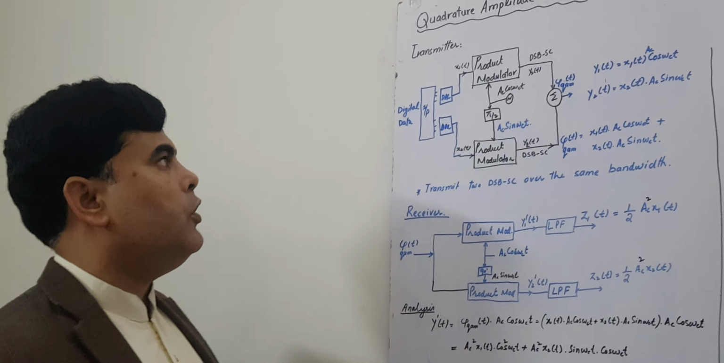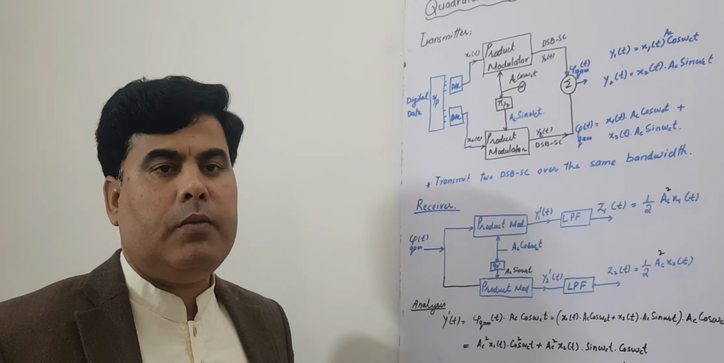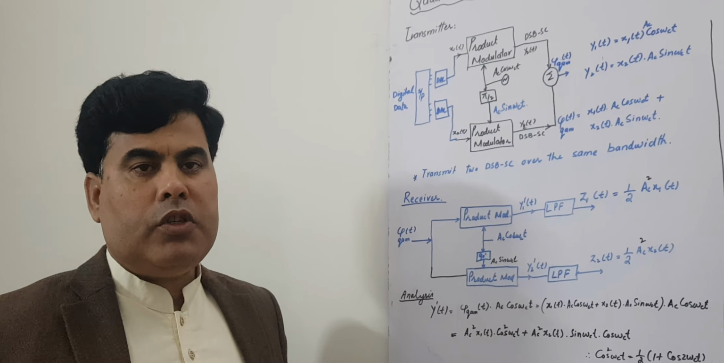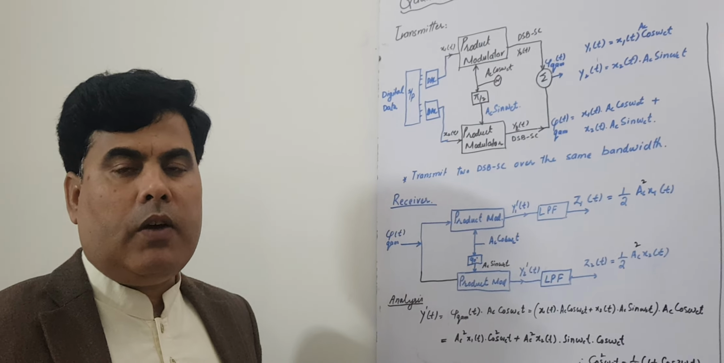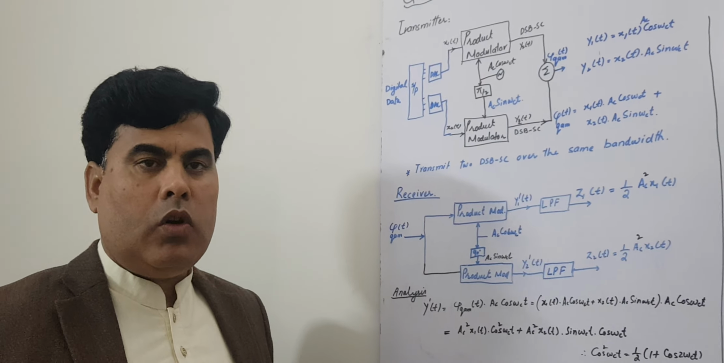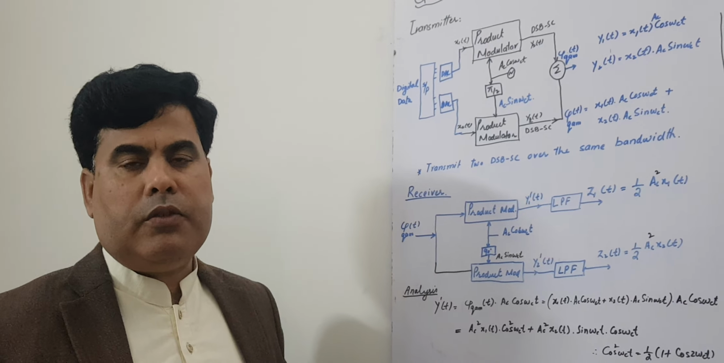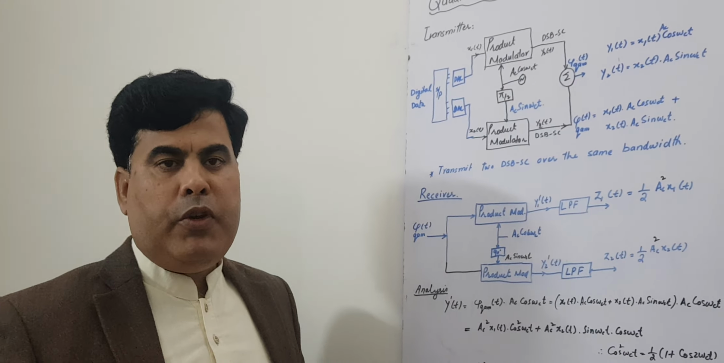In this lecture, we are going to discuss quadrature amplitude modulation. Why the name quadrature? Because we are using two carriers, and each of them is quadrature to each other. Like one we are using cos omega ct, and the quadrature of cos is the sine. So that is why the name is quadrature amplitude modulation.